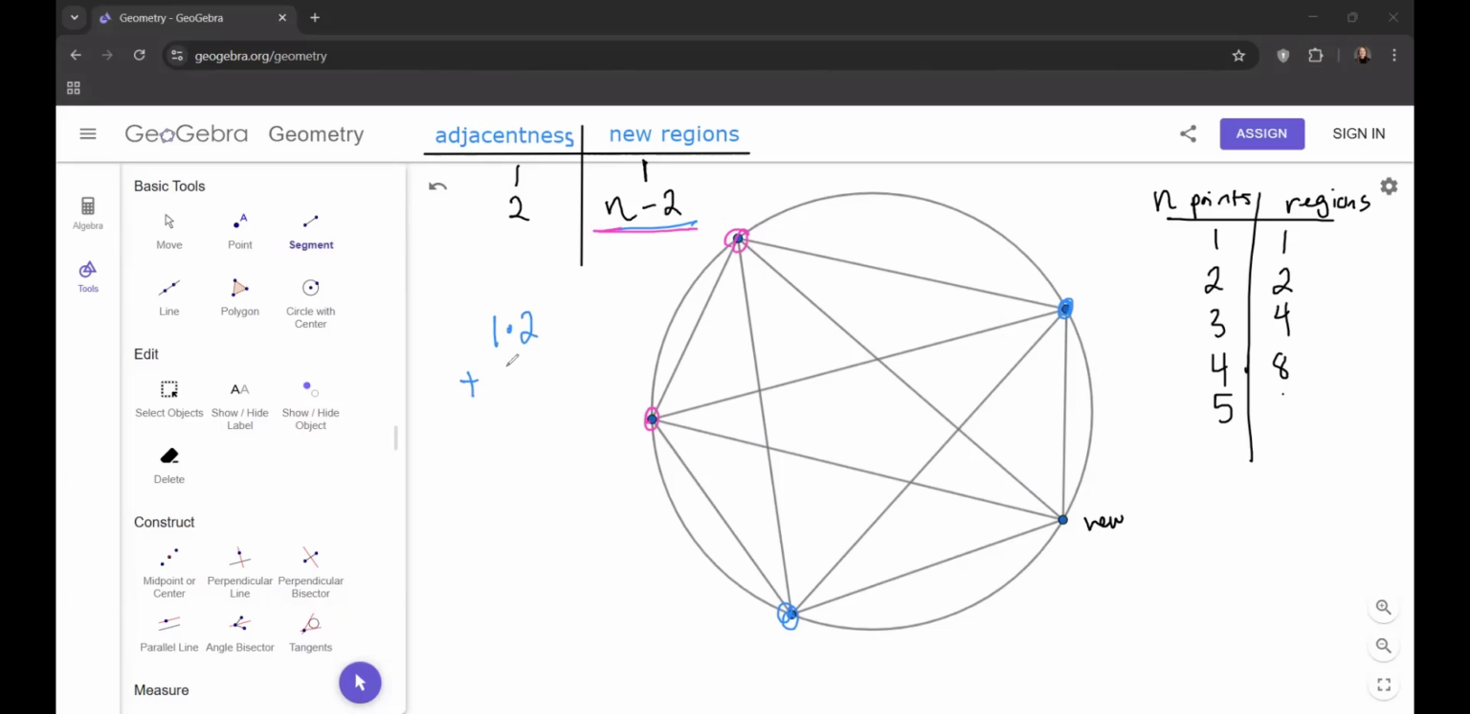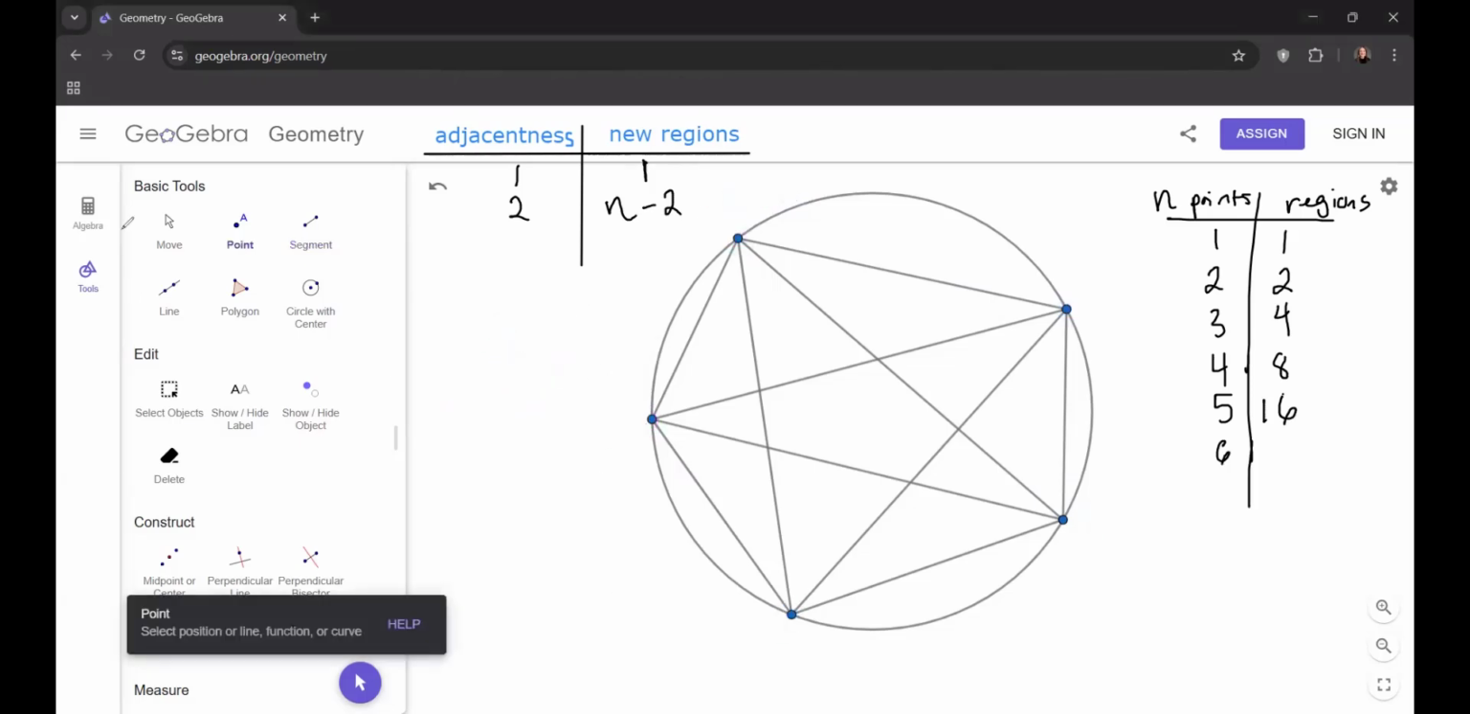They're 2 away. And so my n is 5 here. So 5 minus 2 is going to give me 3. So that's our 3 new regions we were seeing on each side there. So we're going to have 3 new regions for each of those points that have an adjacentness of 2. So all together, that means I'm going to have 2 plus 6 more, which is 8 more, which gives me a new total of 16.